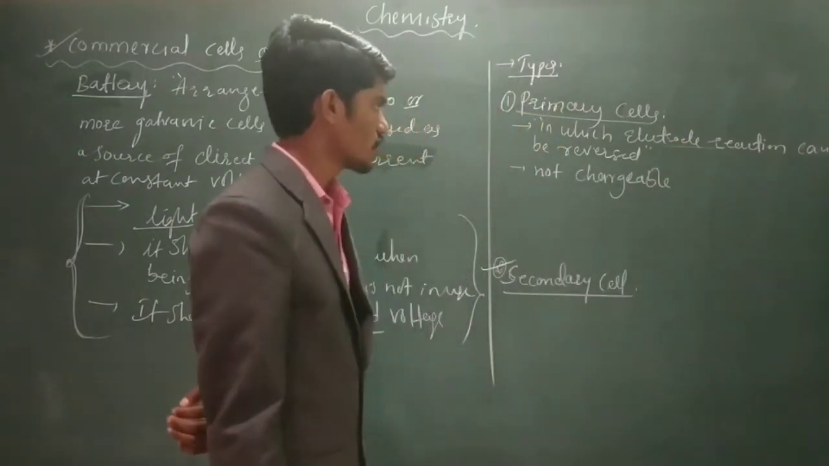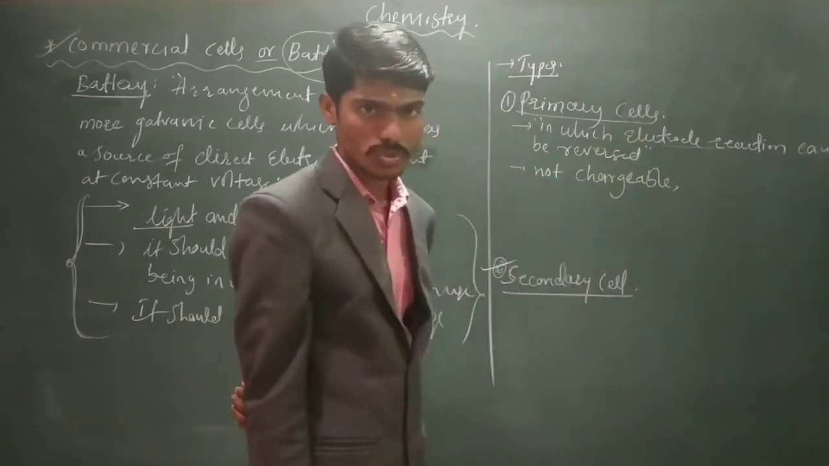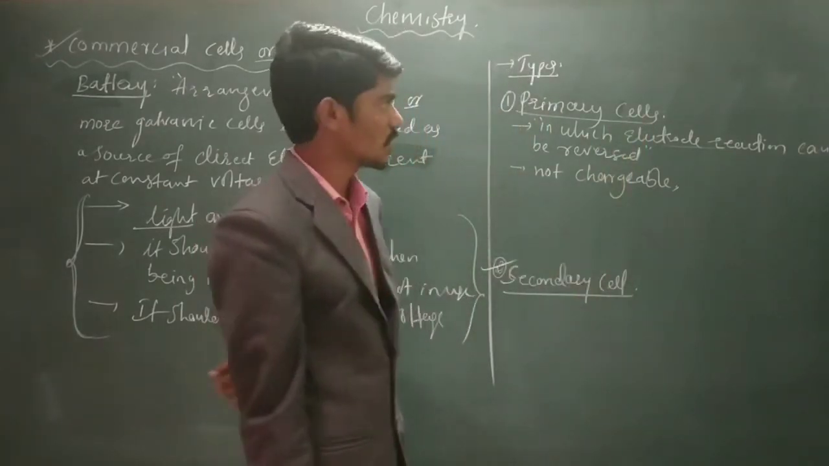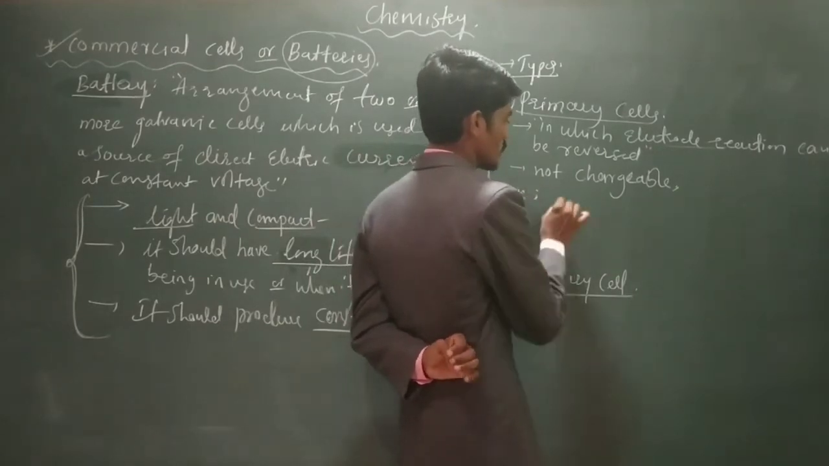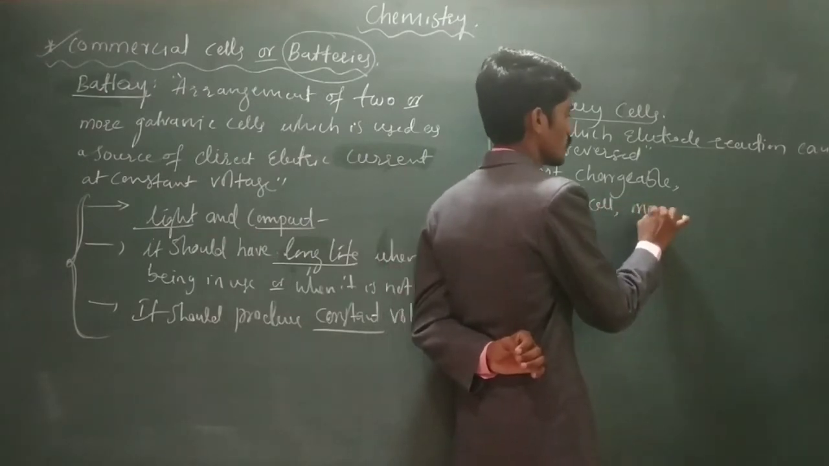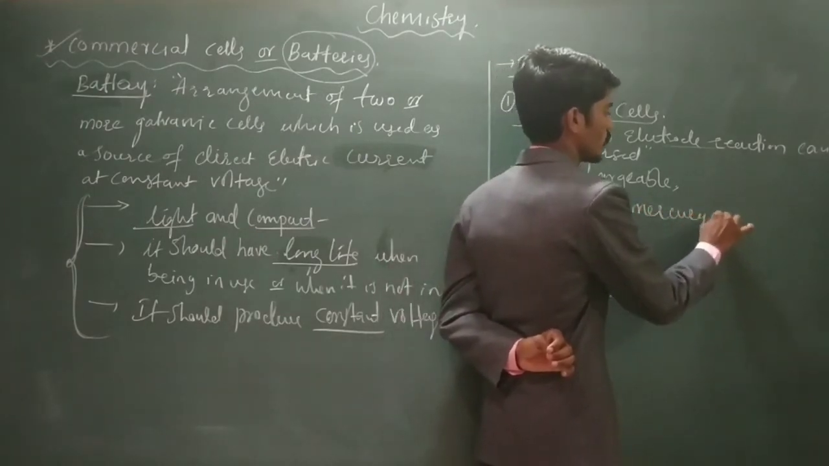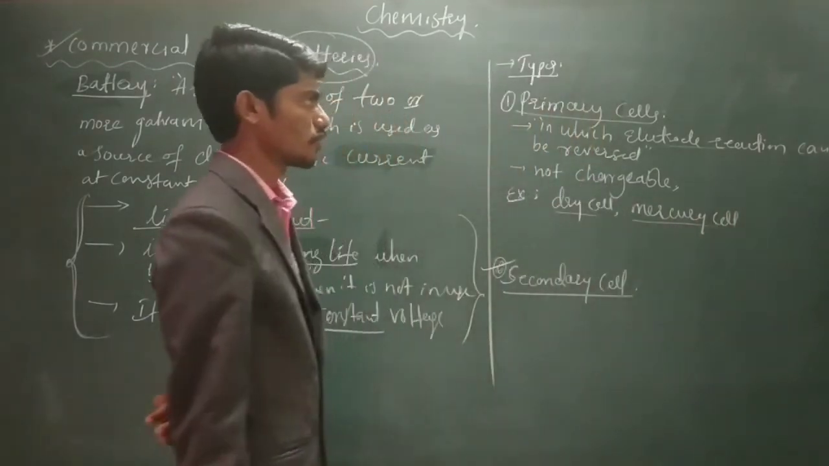Or these are not chargeable, and once it is used they become dead. These are known as primary cells. Examples are the dry cell and mercury cell. These two we are going to study, dry cell and mercury cell.